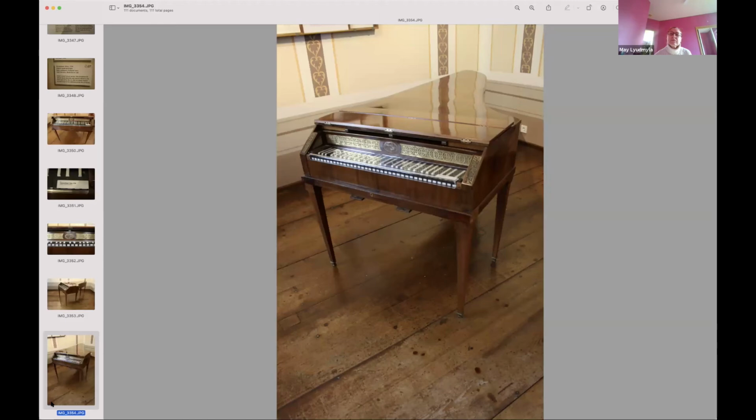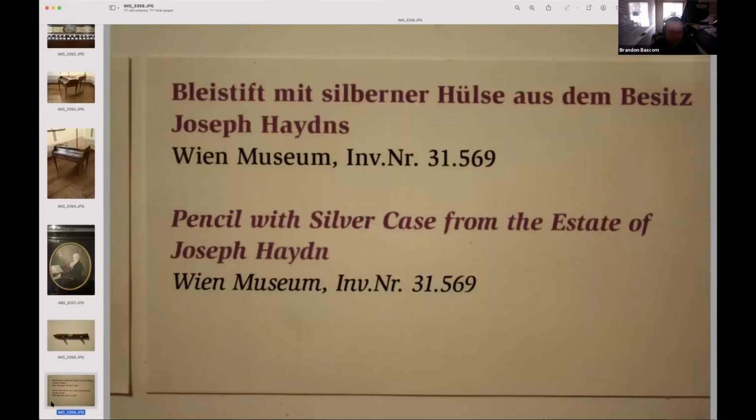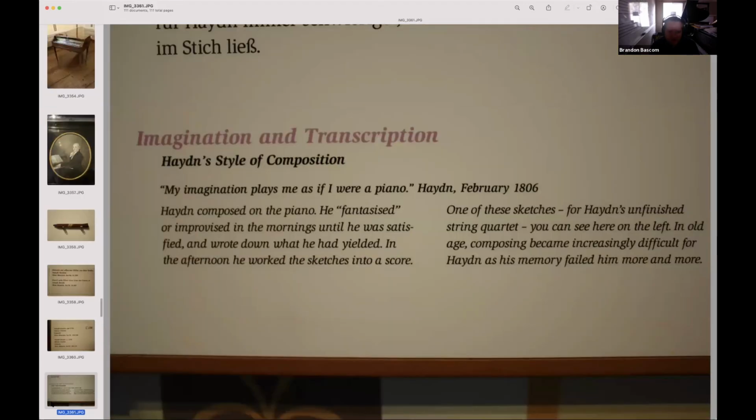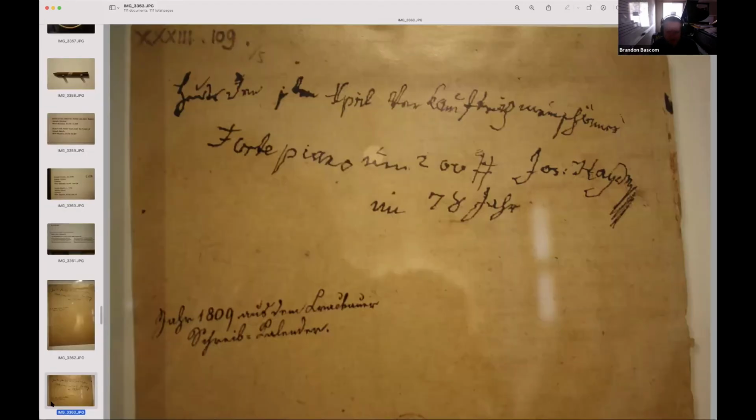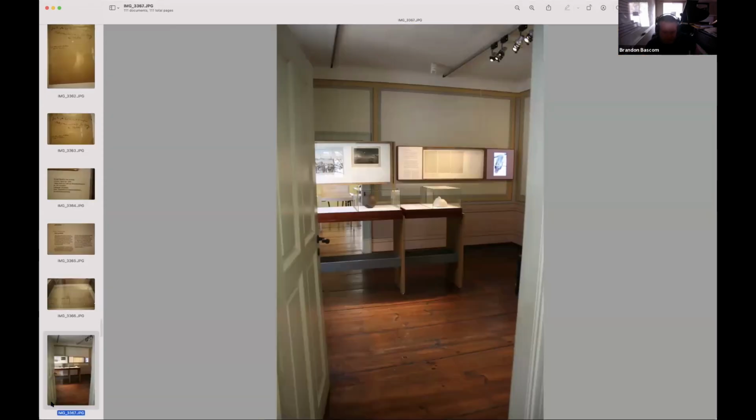There's the best picture of it. This is Haydn's pencil. Kind of funny. So they got several of his writings, some manuscripts. He was a tough negotiator with money.